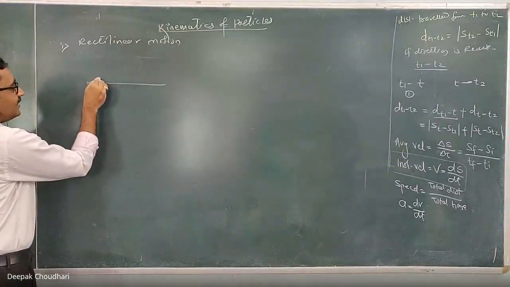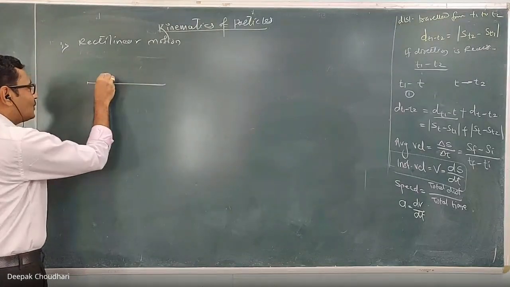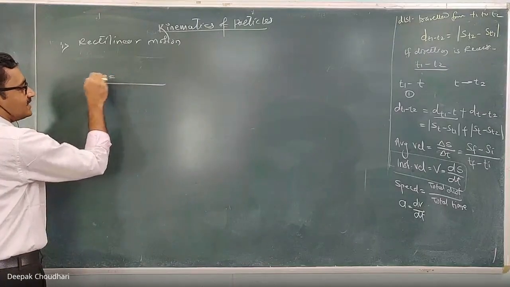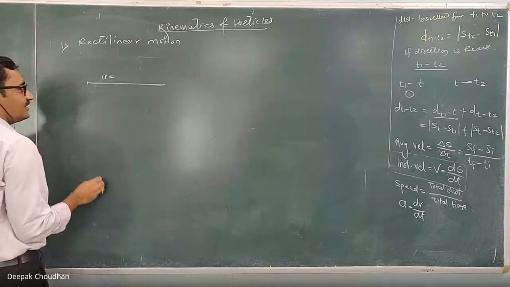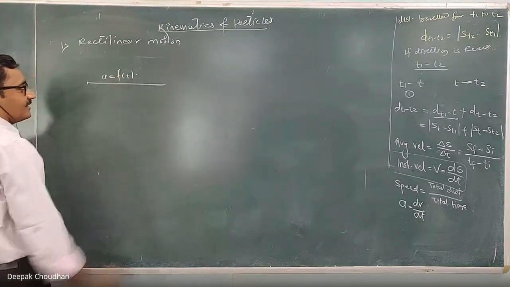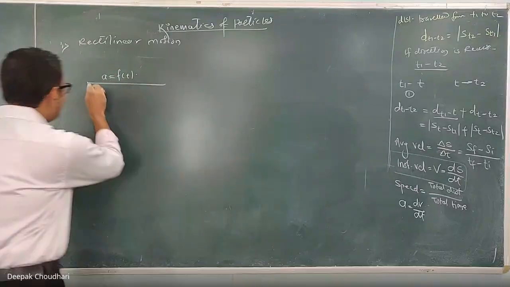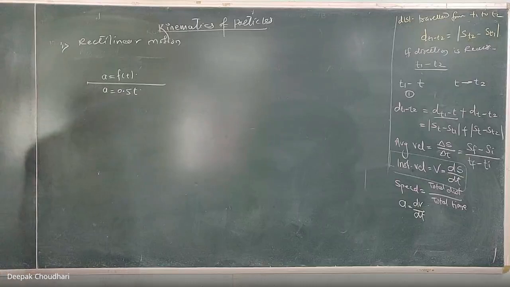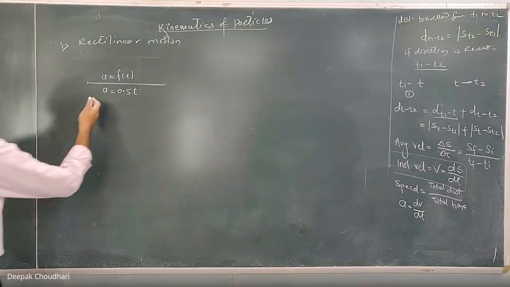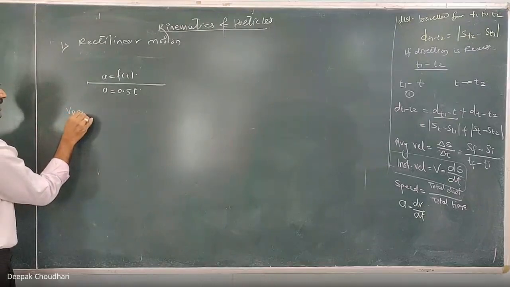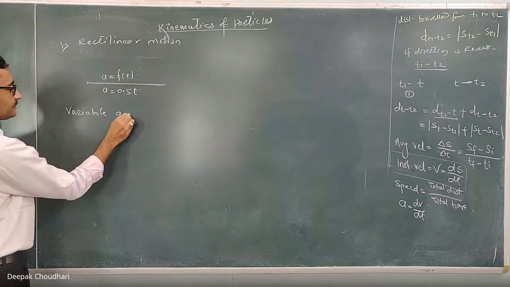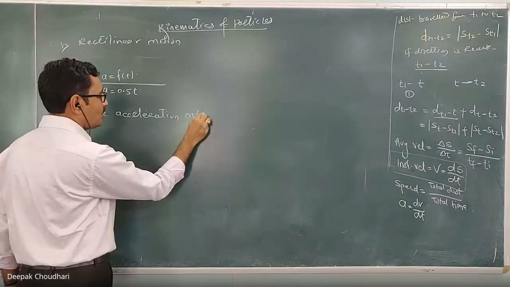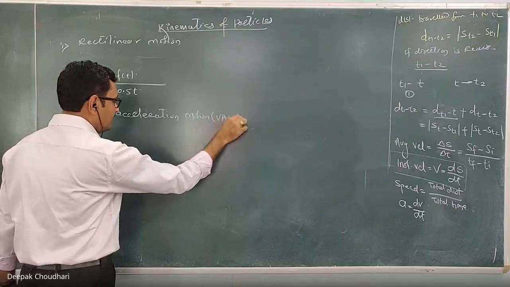And the third one is where one particle is moving along a straight line such that during the motion the acceleration varies. Here acceleration is not constant. It may be a function of time t. For example, one particle is moving along a straight line such that the acceleration equals 0.5t. So this becomes variable acceleration motion. In short, I am going to denote it as VAM, variable acceleration motion.